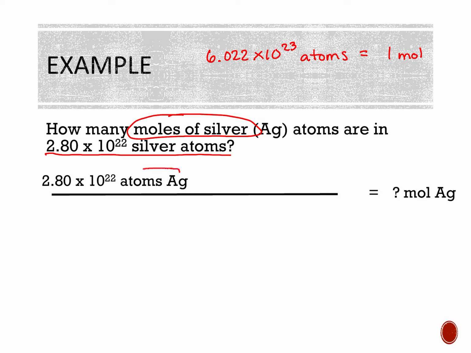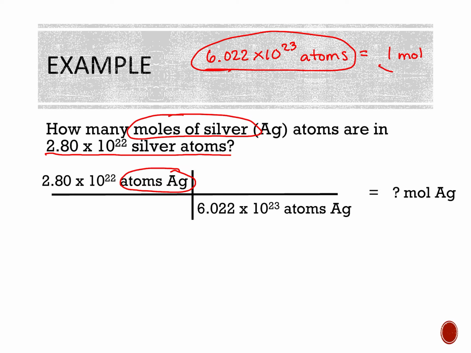Okay, so if we have atoms of silver here, our units are always going to cancel down and to the right. So if we have atoms of silver there, then down and to the right, we need to have atoms of silver. That means that this part is going to go on the bottom, and this part will go on the top. Remember, when we do these train tracks, when things are equal, they get stacked. So atoms of silver will go on the bottom, and then 1 mole will go on the top.